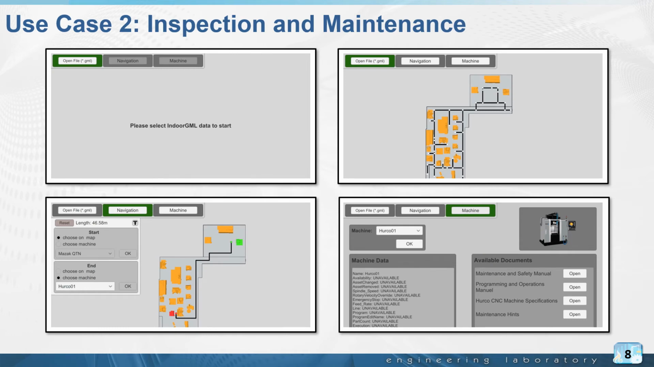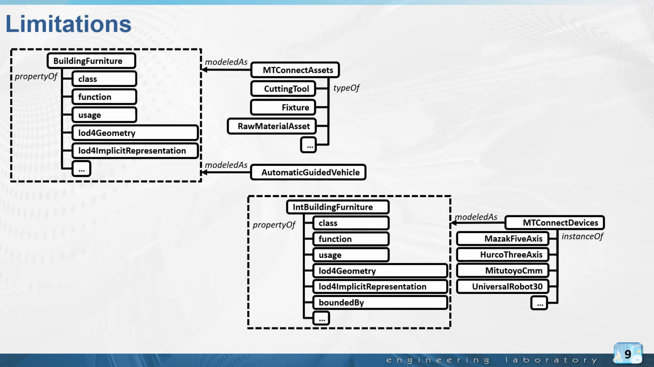The second use case aims to help with maintenance and inspection of production systems. In this scenario, a map-like view of the shop floor is presented on a tablet device. Users can get directions for the shortest path between two machines by selecting a start and end point. Additional information such as user manuals, machine specifications, and maintenance hints are presented once the user arrives at the specified destination.